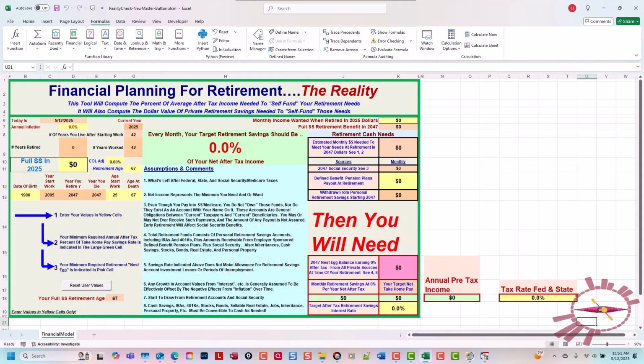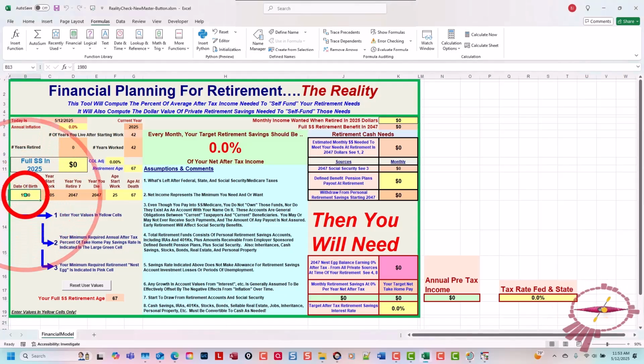The spreadsheet had been configured with its default starting values. These are the values that are entered when you click the Reset User Values command button. Let's set up a scenario and then examine the results.